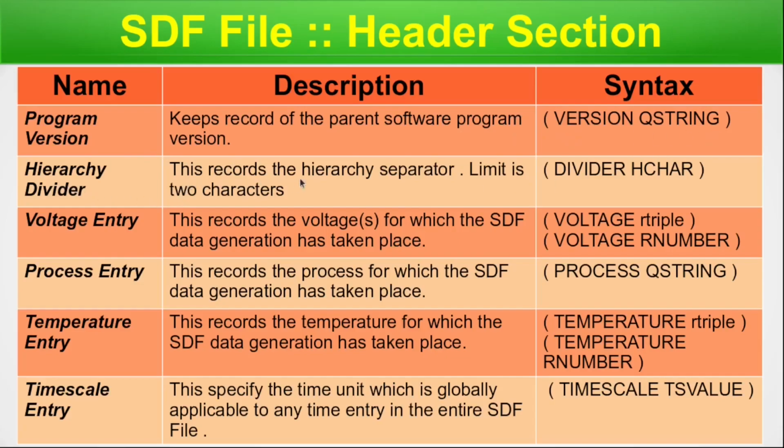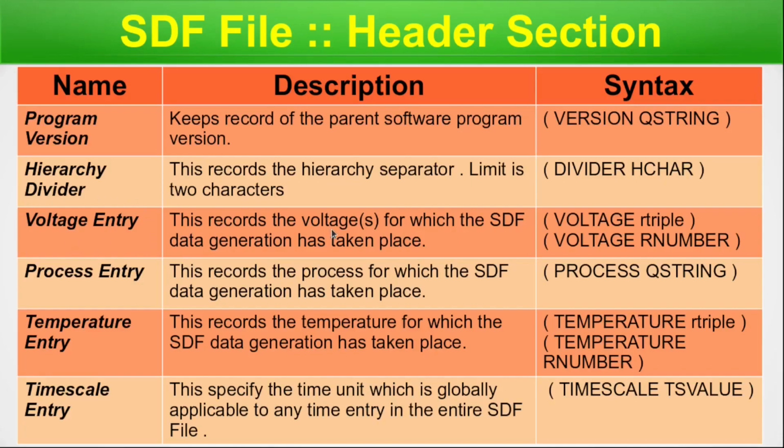Hierarchy divider. This records the hierarchy separator. Limit is 2 characters. So syntax is divider then hchar. This is nothing but alphabets. 2 alphabets will be there. It may be slash or colon, whatever. So this hierarchy separator is nothing but, if you have a hierarchical design going from the top level to the block level, you need to go through a lot of hierarchy down to the last smallest block. So all those hierarchy levels are separated by the hierarchy separator.